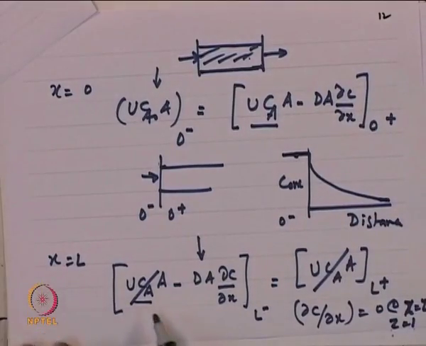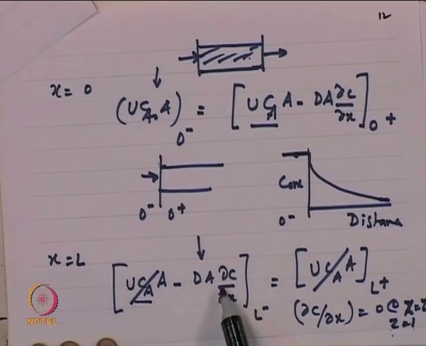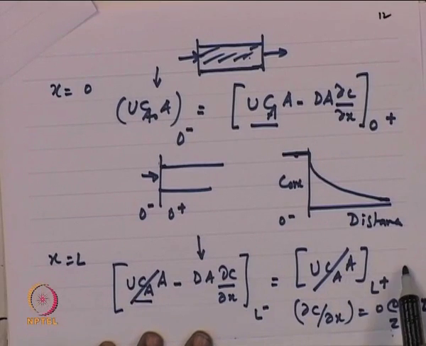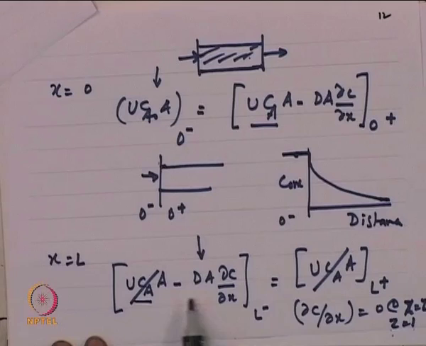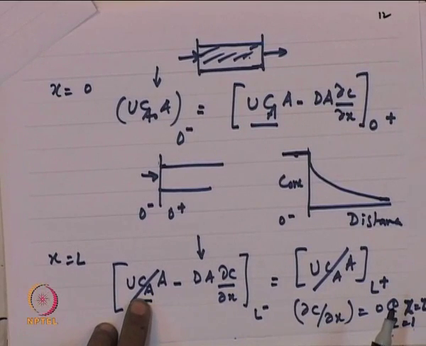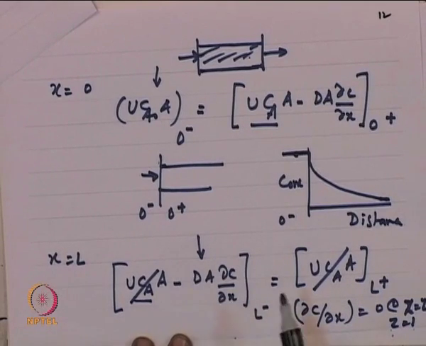And at the other end, there is convective flow and diffusive flow inside the equipment at 0 L minus, but outside the equipment there is no diffusive flow, and therefore that term has been deleted. In order that this equality holds, and since there is no reaction happening between L minus and L plus, we would expect that C A is the same at L minus and L plus, implying that this term del C del X must be 0 at the other boundary.